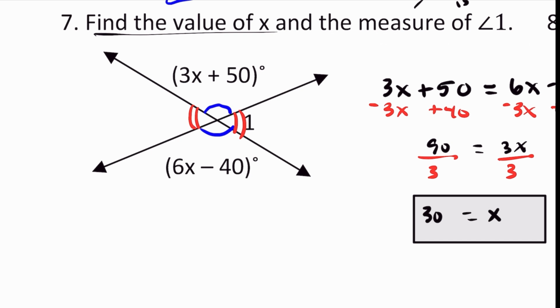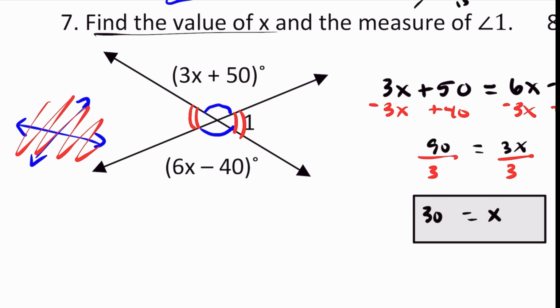Previously, we were able to say 3x plus 50 is equal to 6x minus 40 because these two angles here are congruent by vertical angles. Well, these two angles are congruent by vertical angles, but we don't have an expression here or there, right? So we can't use vertical angles here. So what do we need to resort to?